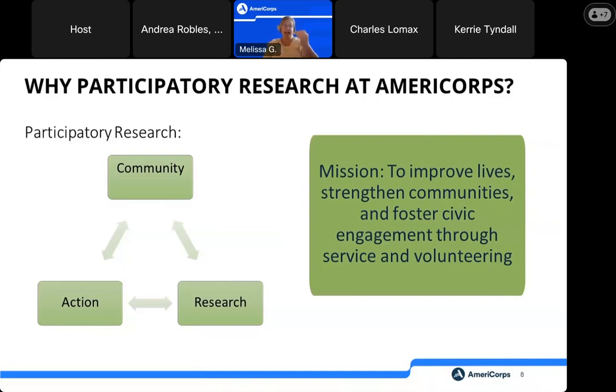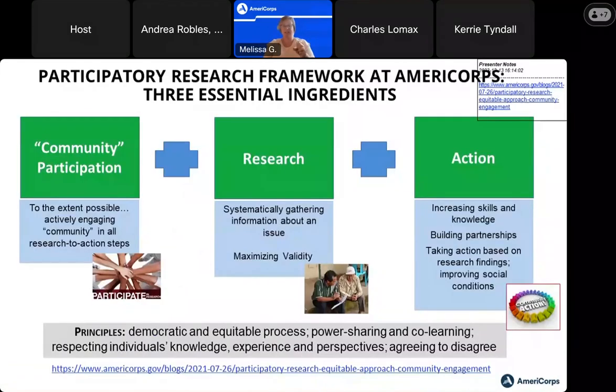It's not a methodology necessarily, it's an approach or an orientation to research. So this means there isn't necessarily one rule book for conducting a study, if you will. Instead, we have a set of guiding principles leading to these long-term research strategies and goals that are part of a research to action process. And this means that the research should be part of a democratic and more equitable process. We are thinking about power sharing and co-learning together. We are respecting individuals' knowledge, lived experience, perspectives, and at times having to agree to disagree.